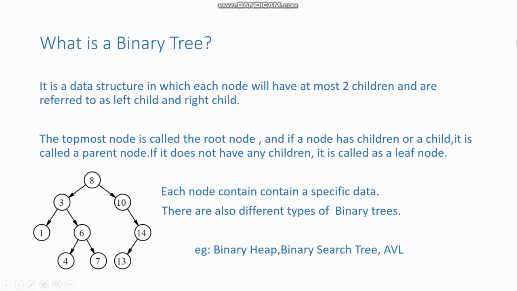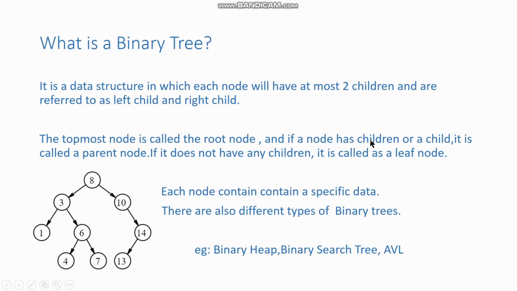What is a binary tree? It is a data structure in which each node will have at most two children and are referred to as left side and right side. So these 3 and 10 are the children of 8. 3 is the left side, whereas 10 is the right side. The topmost node is called the root node. That is, this 8 here is the topmost node and it is called the root node.